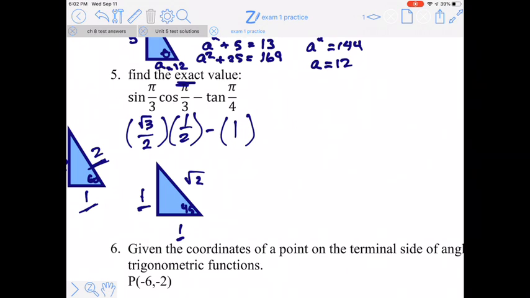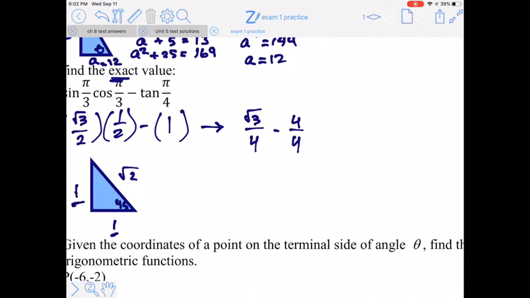Square root of 3 over 2 multiplied by 1 over 2 is square root of 3 over 4, minus 1, but 1 is 4 over 4. You're going to want to get a common denominator. And then once you have a common denominator, it'd be square root of 3 minus 4, and you've got to put the over 4.